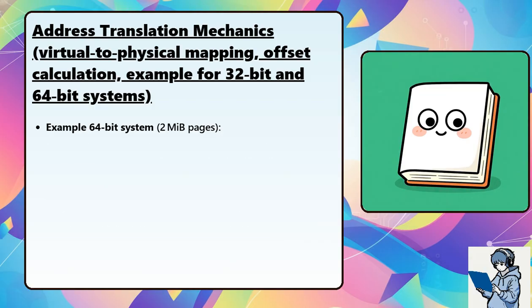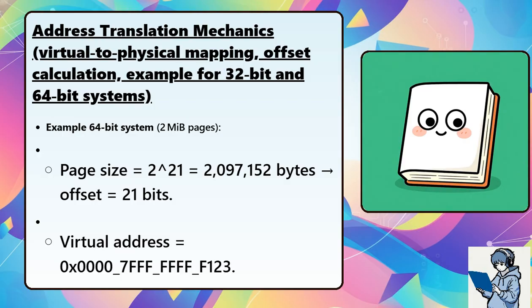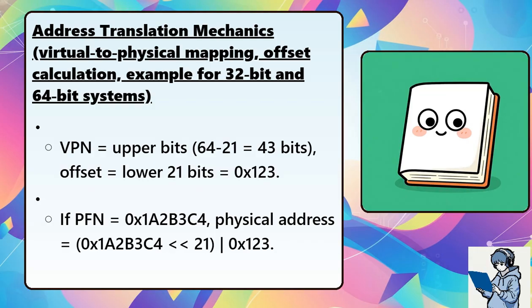Example: 64-bit system, 2 megabyte pages. Page size equals 2 to the 21 equals 2,097,152 bytes. Offset equals 21 bits. Virtual address equals 0x0000_7FFF_FFFF_F123. VPN equals upper bits, 64 minus 21 equals 43 bits. Offset equals lower 21 bits equals 0x123. If PFN equals 0x1A2B3C4, physical address equals 0x1A2B3C4 left shift 21 bits, bitwise or 0x123.